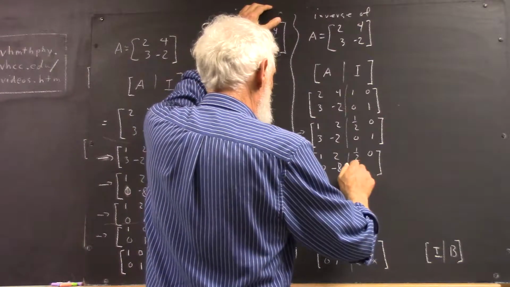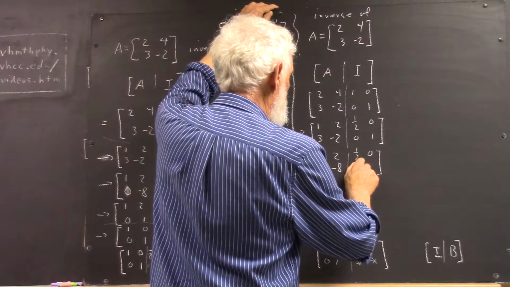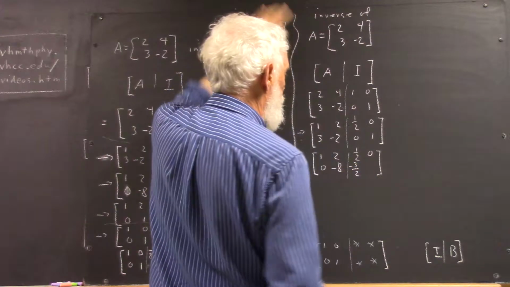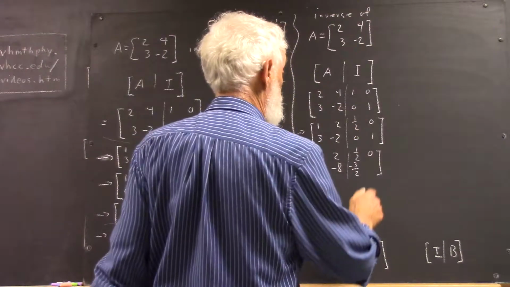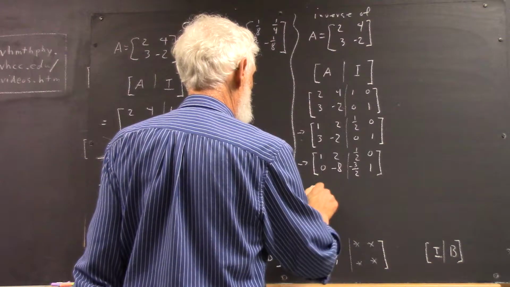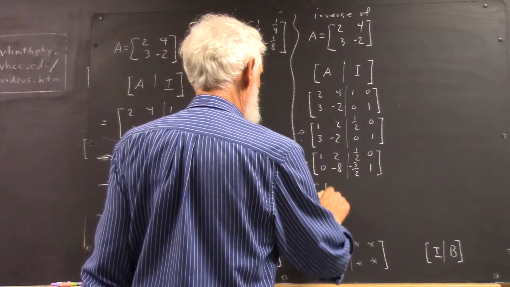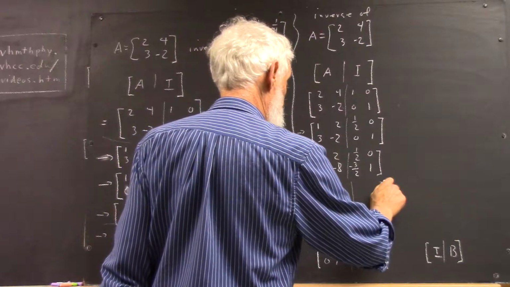And then over here, what do we have? Well, -3 times 1/2 is -3/2, added to 0 gives us -3/2. -3 times 0 is 0, added to 1 leaves us 1. Next step. We've got the 1 here, we've got the 0 here. We don't want those to change, but we want to get a 1 here.